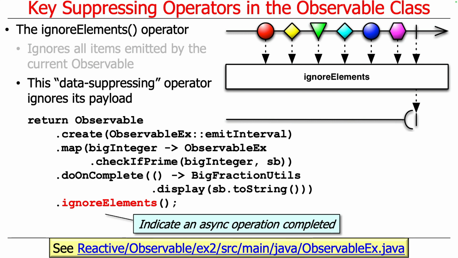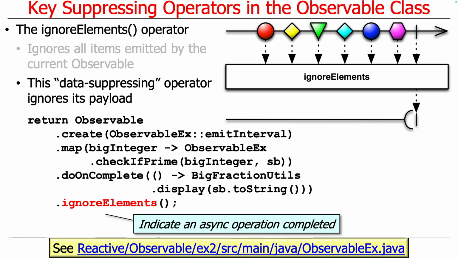So this data suppressing operator can be used to ignore its payload. Why would you want to do that? Well, here's an example. In this particular case, you can see that we're going to create an observable that's going to emit values every half a second or whatever. Then we're going to check to see if those values are prime. When we're all done processing things successfully, we're going to print the results.